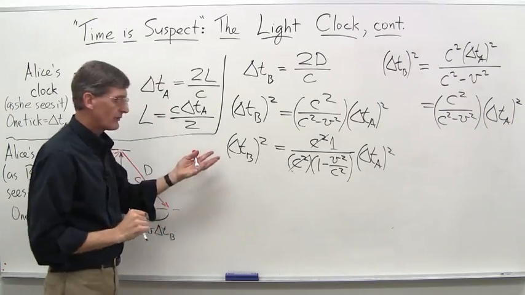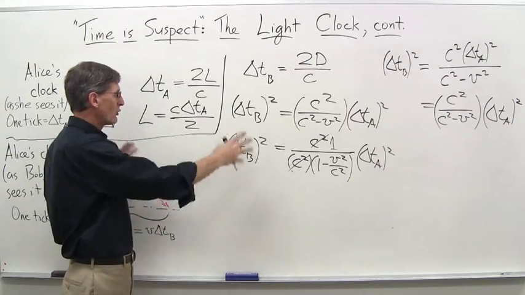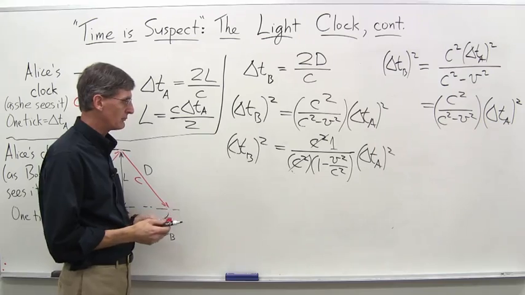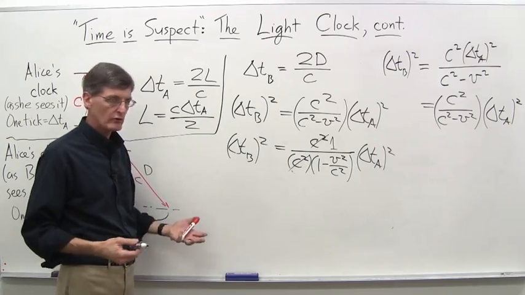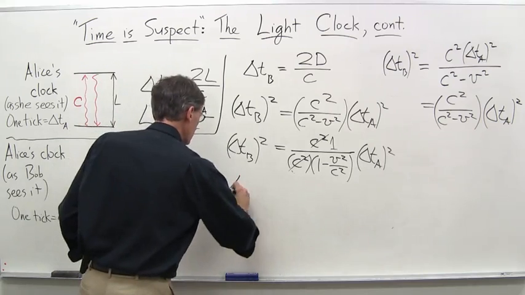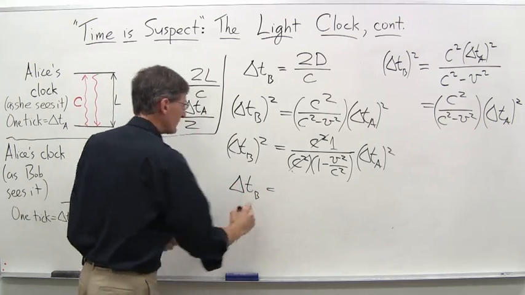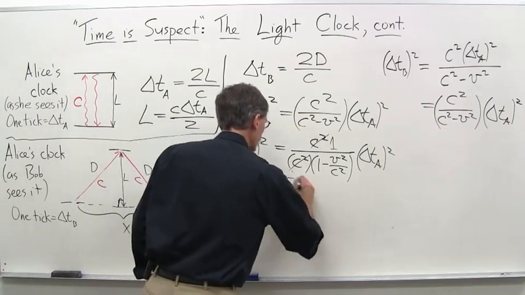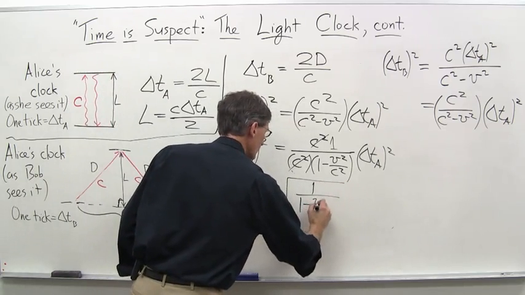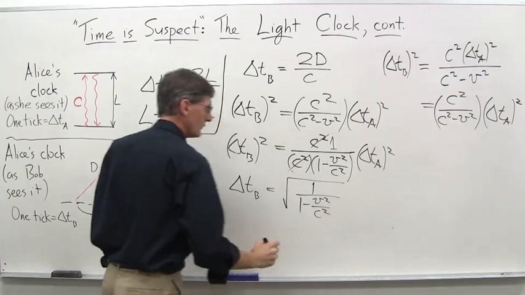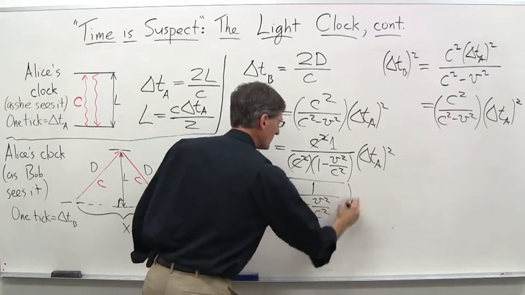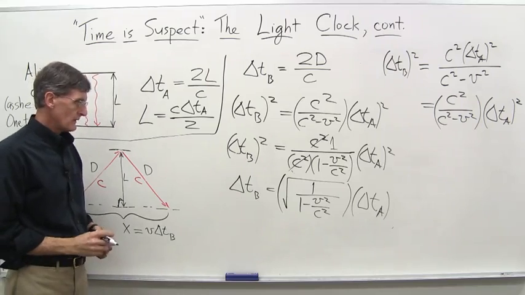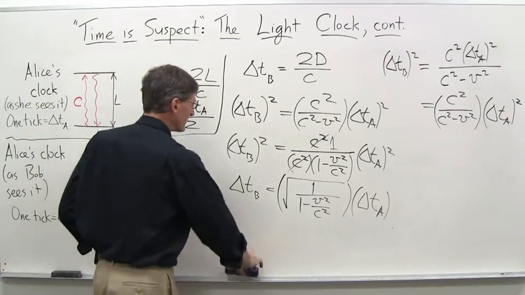But now let's take the square root. Get rid of these squares. You may remember when we do square roots, we've got to do a plus or minus thing to be precise about it. In this case, everything's going to be positive. So we can write delta TB. What we're doing is just taking the square root of each side. Square root of this is delta TB equals the square root of this, 1 minus v squared over c squared, times this whole thing, times delta TA.